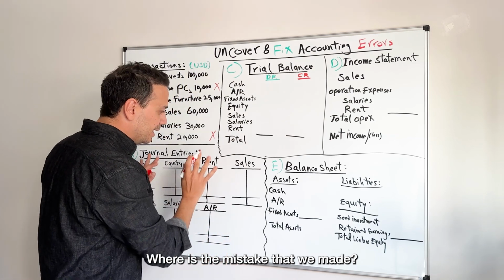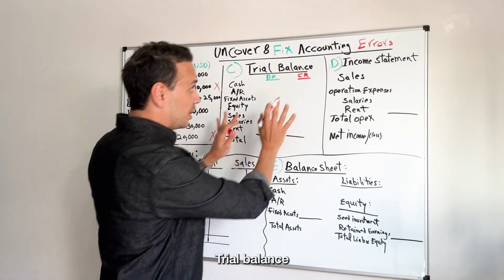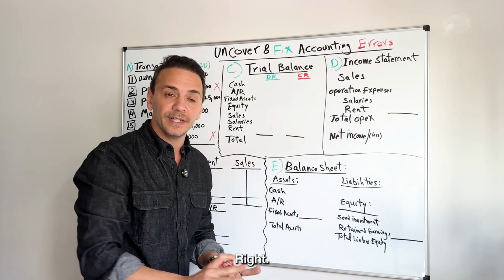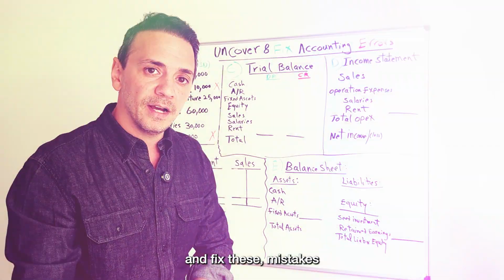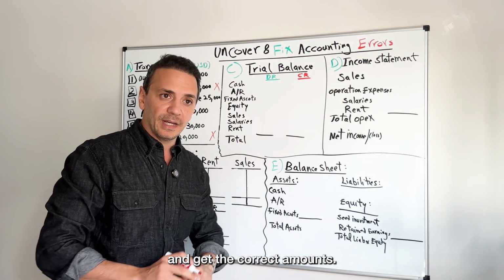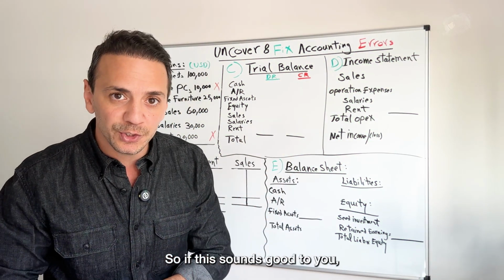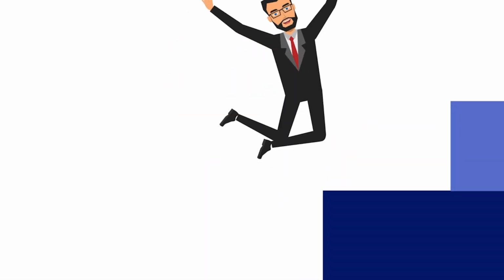Where is the mistake that we made in the journal entries going to show up in a trial balance, income statement, and balance sheet, right? And then we're going to go ahead and fix these mistakes and get the correct amounts. So if this sounds good to you, let's go right ahead.